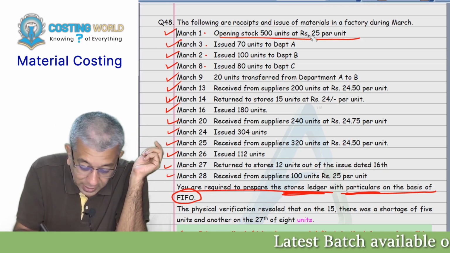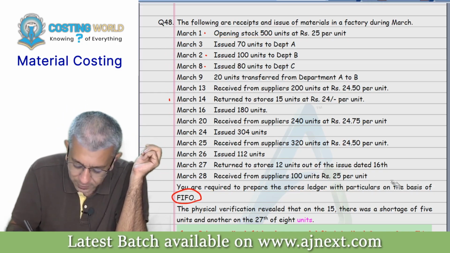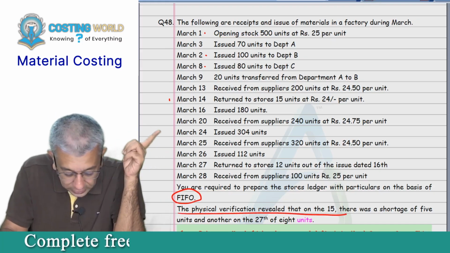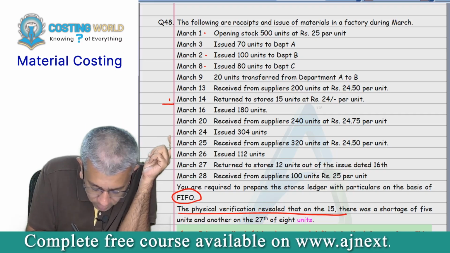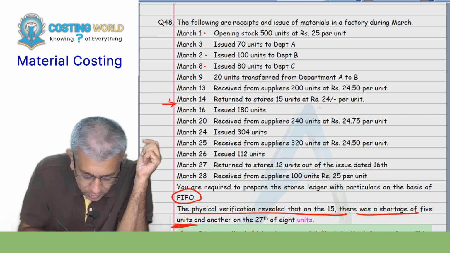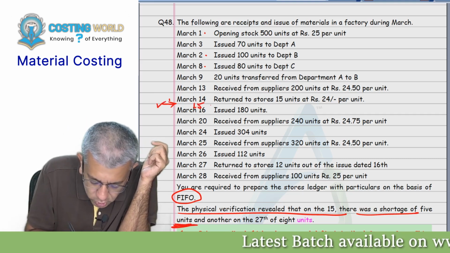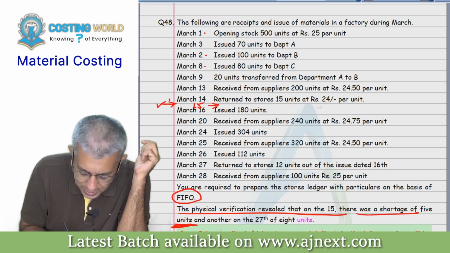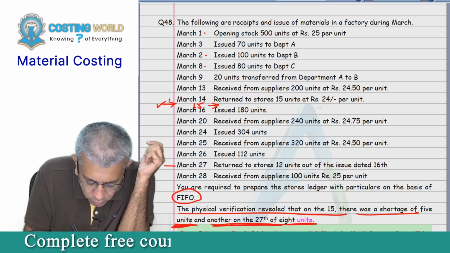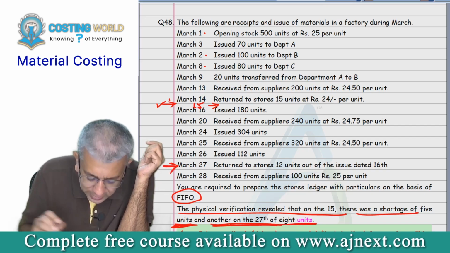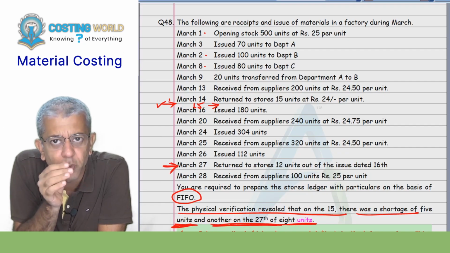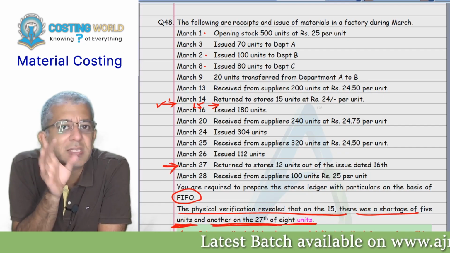Now, whatever I'm reading now is most important for me. What is that particular part? The physical verification revealed that on 15th, there is no 15th, so one more transaction on 15th, there was a stock shortage of 5 units. So on this particular day, there was a stock shortage of 5 units. And another one on 27th of how many units, beta? 8 units. So therefore, on this day, there will be one more transaction. Now, one more thing. This is something that you will come to know if you are doing the practical work. Can we say one small thing?